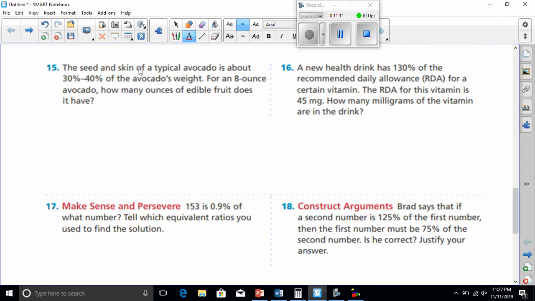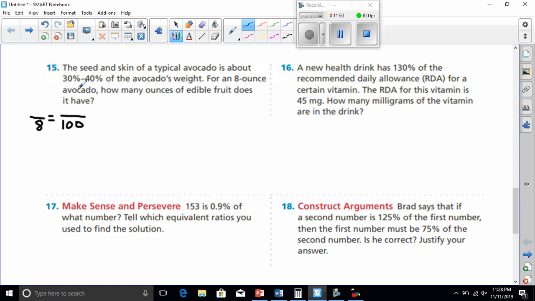The seed and skin of a typical avocado is about 30% to 40% of the avocado's weight. For an 8-ounce avocado, how many ounces of edible fruit does it have? And this is going to take a little bit more math than the others, only because I'm dealing with a range here of 30% to 40%. So I'd have to realize that I'm talking about an 8-ounce avocado, which is 100% of the weight of the avocado.